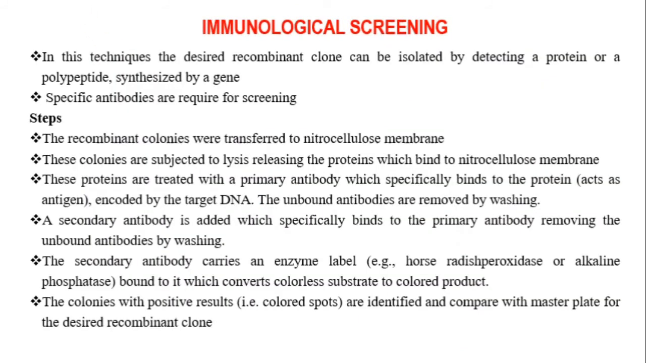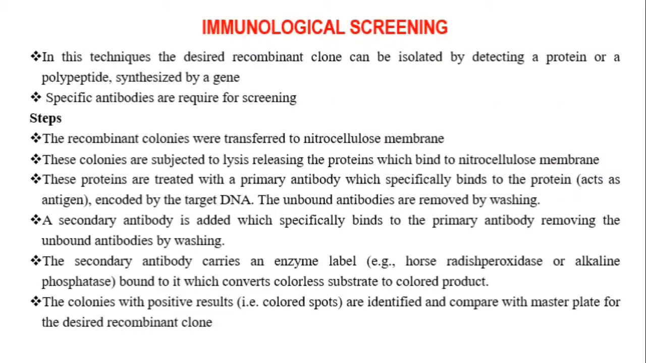And the next technique is immunological screening. In this technique, the desired recombinant clone can be isolated by detecting the protein or polypeptide synthesized by a gene. In the previous techniques, we isolated the clones by detecting the sequence present in a recombinant DNA. But here, we'll detect the protein or peptide synthesized by a gene.